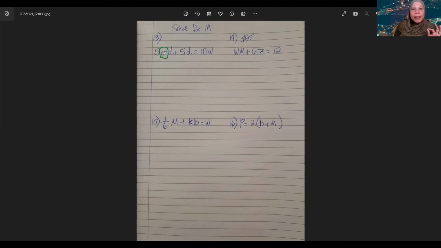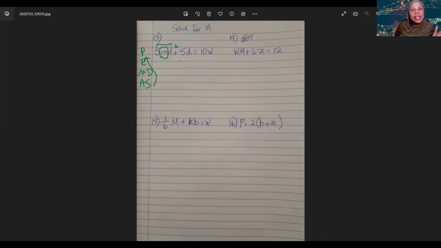Now, we're trying to get the M by itself. This right here, the M is attached by multiplication. This right here, the M is attached by addition. When you solve for the variable, you do the opposite of order of operation. So you start with addition and subtraction and you go up, okay?